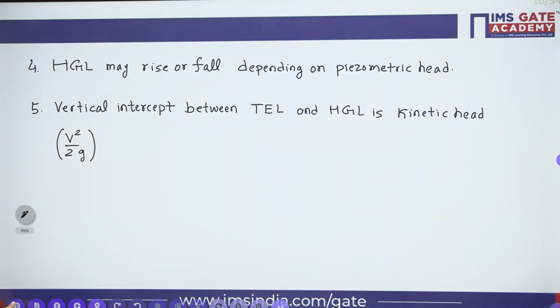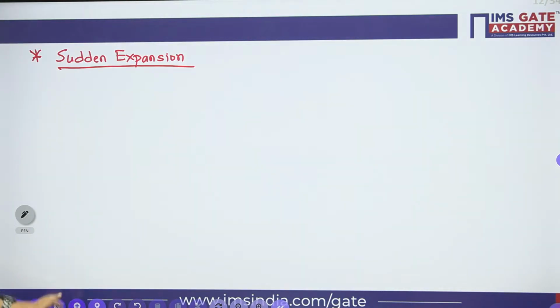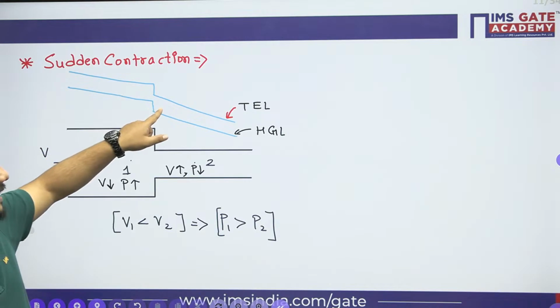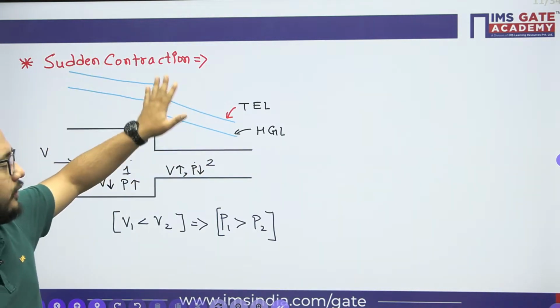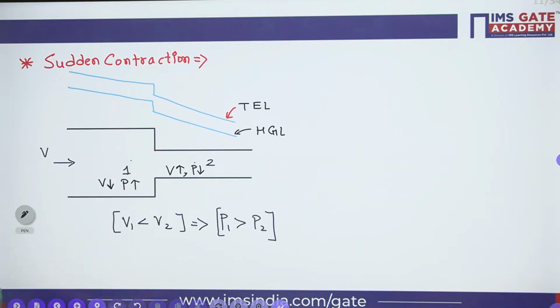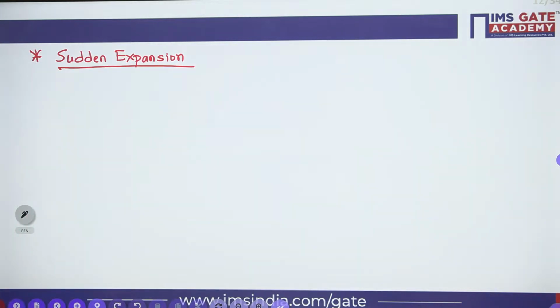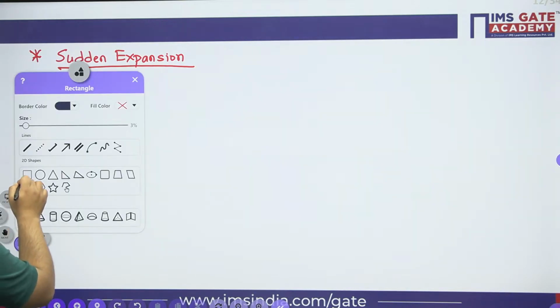Correct. So now see, we have discussed the sudden contraction case, which is the variation of the energy lines, TL and HGL. But if I talk about the sudden expansion case, what will happen? I will first of all draw the sudden expansion case here.